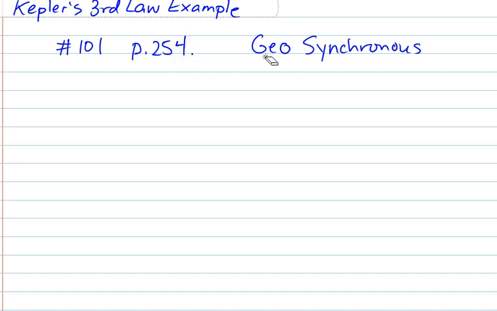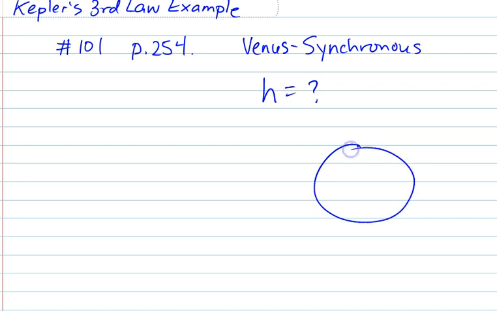In any case, we are talking about Venus now, so we want a satellite which is Venus synchronous, and what we're trying to find is the height of such a satellite above the surface of the planet. So if we have the planet Venus, here's the center, and here's where the satellite would be, really what we've got for this distance, r here, is the radius of the planet plus the height. So it's that height h that we're trying to find.